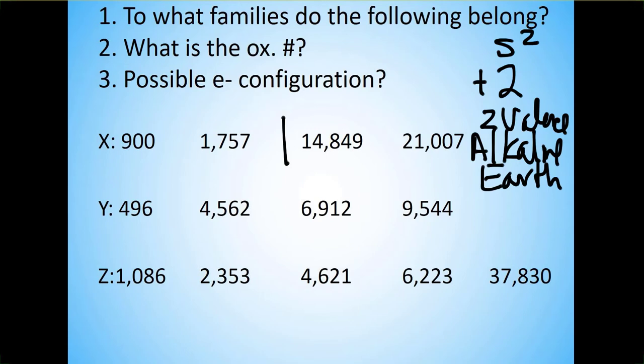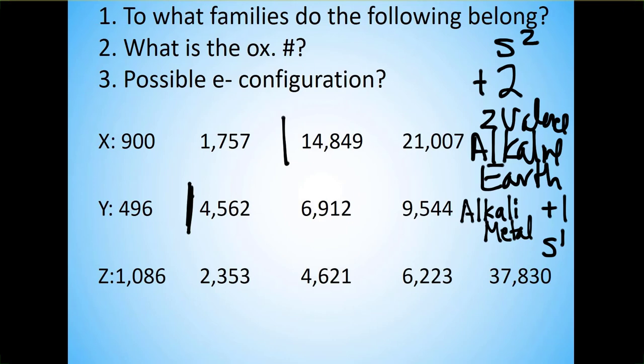Looking at mystery element Y, we're going to look for the large jump. I think the largest jump is probably this first one because it jumps about 4,000. And so this is going to be an alkali metal. And alkali metals have an oxidation number of +1. They end in s1, and they have 1 valence electron, so it's just right there.